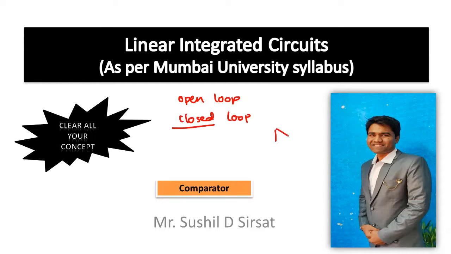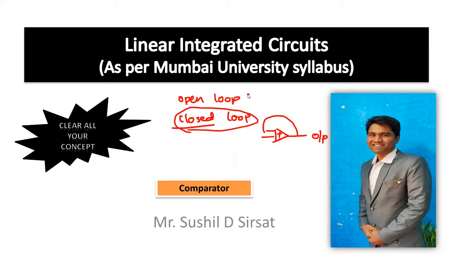Suppose this is my operational amplifier, and it has two inputs, and this is my output. The operational amplifier has two inputs, inverting and non-inverting. If I'm feeding some part of the output back to the input, that is the closed loop. And if I'm not taking any kind of input from the output, that is the open loop configuration.